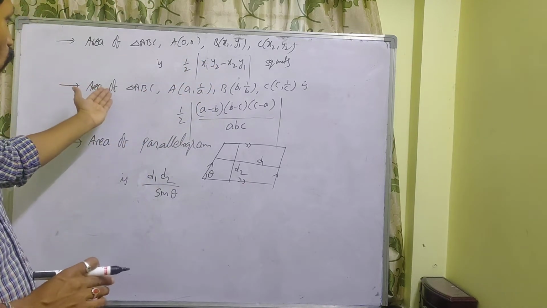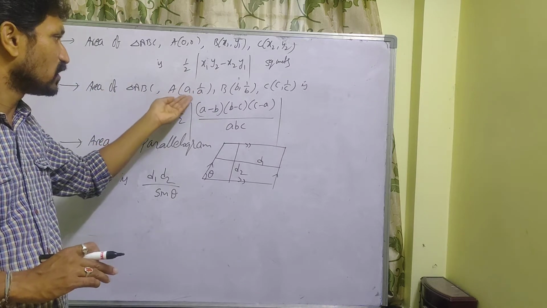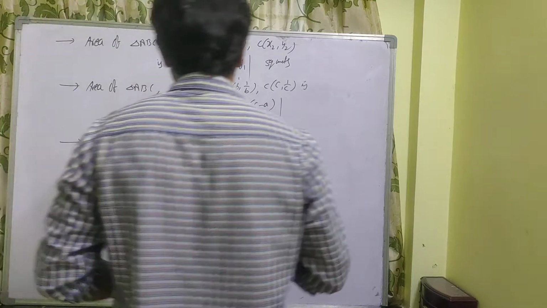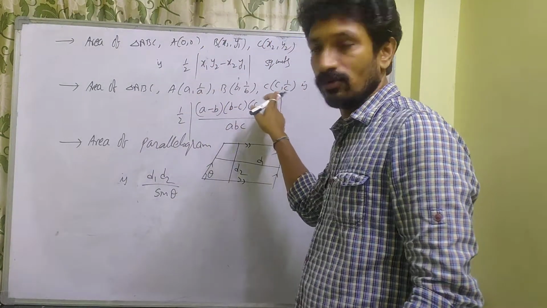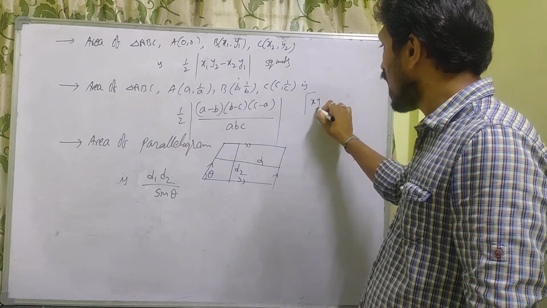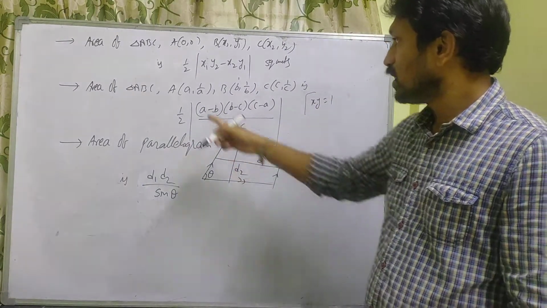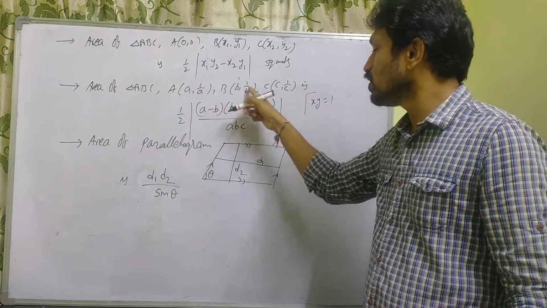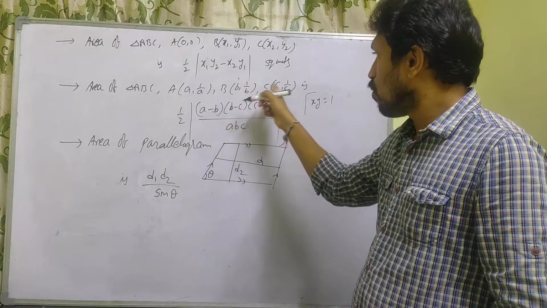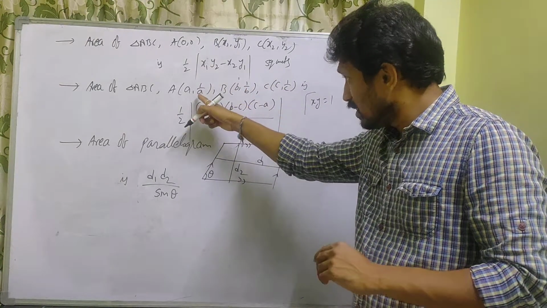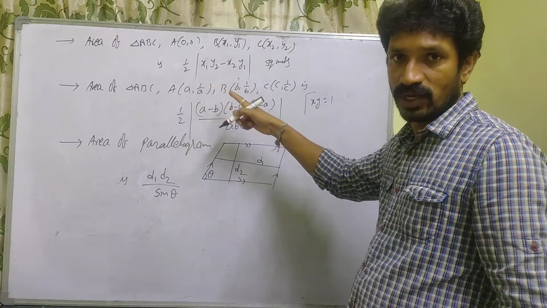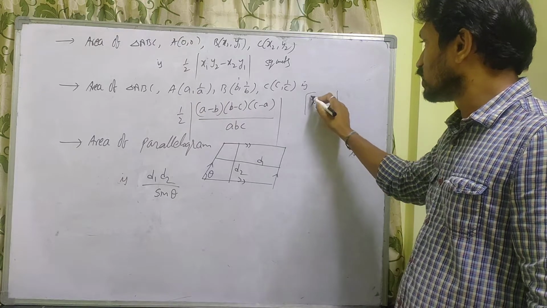So let us consider one more formula. Area of triangle ABC having vertices (a, 1/a), (b, 1/b), (c, 1/c). All these points satisfy the rectangular hyperbola, whose equation is xy equal to 1. See, a into 1 by a, b into 1 by b, c into 1 by c. So these points lie on the rectangular hyperbola. Okay, see, xy is equal to 1, that is okay.